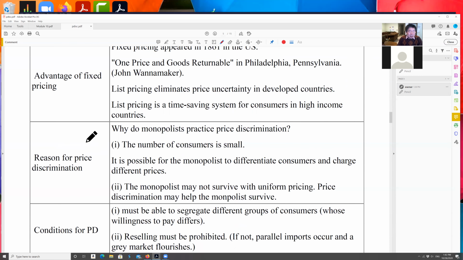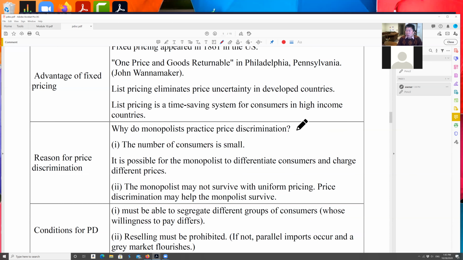Generally, this form of haggling and bargaining is called price discrimination. So why do monopolists practice price discrimination? Well, without it, the firm may not survive. So this is one way. This is a survival strategy.